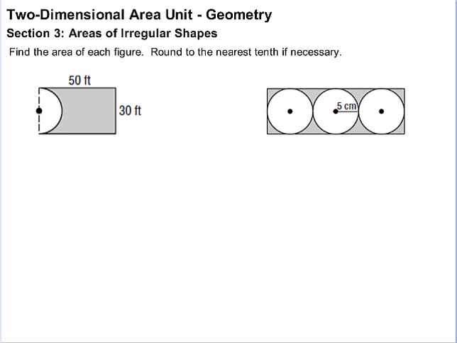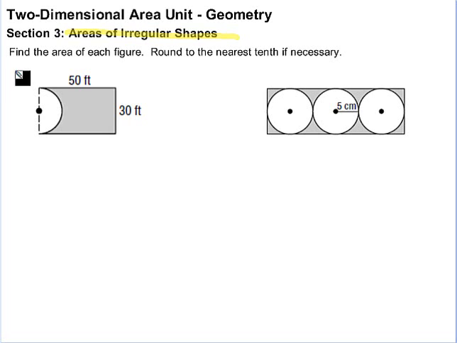Welcome back to geometry. Today we are going to be finding the areas of irregular shapes. Areas of irregular shapes are just areas of shapes that we already know how to find the area of, and we need to combine them together. So we're going to round to the nearest tenth if necessary.